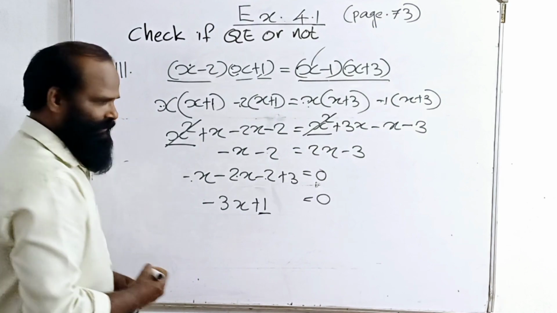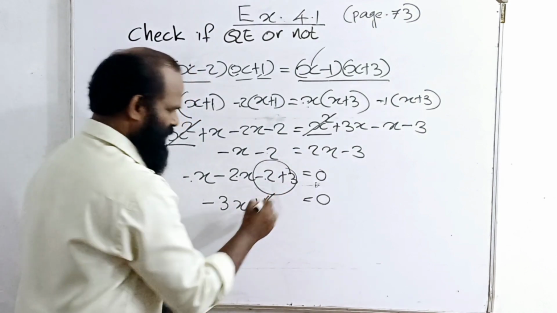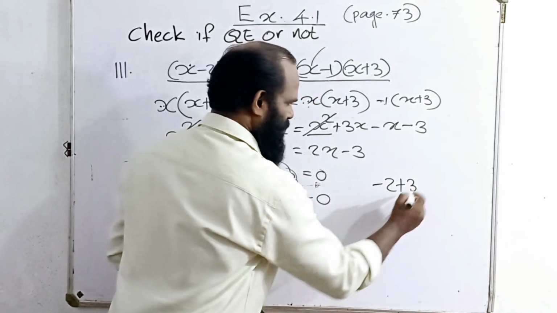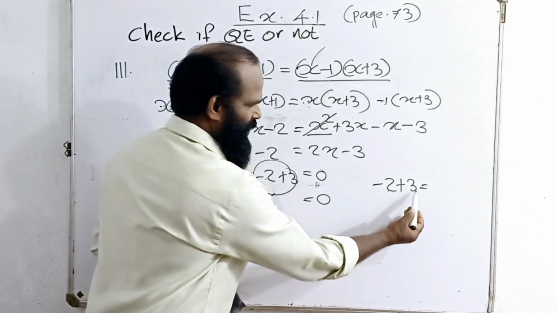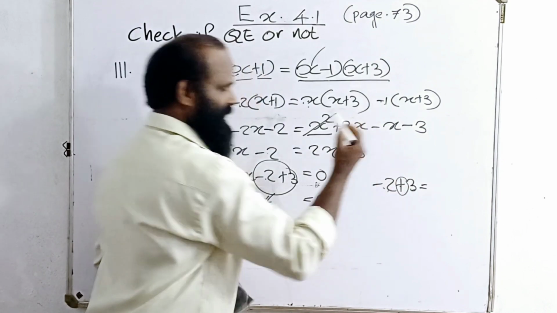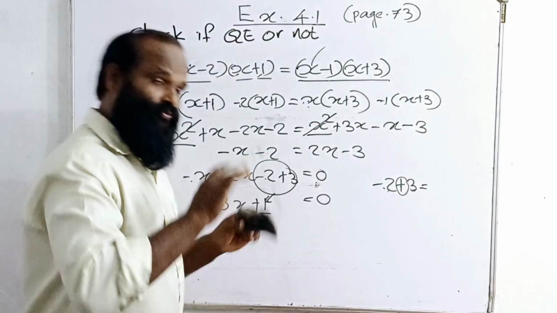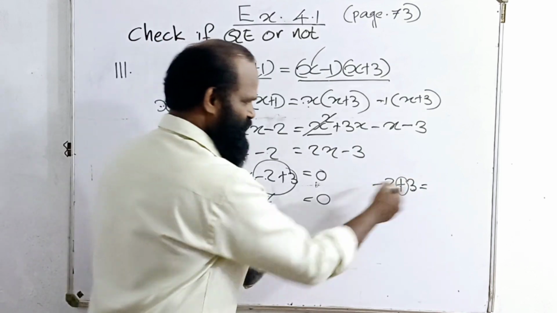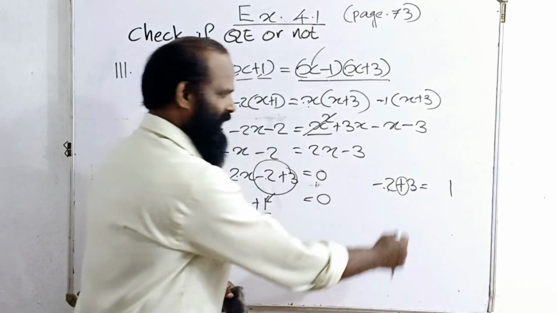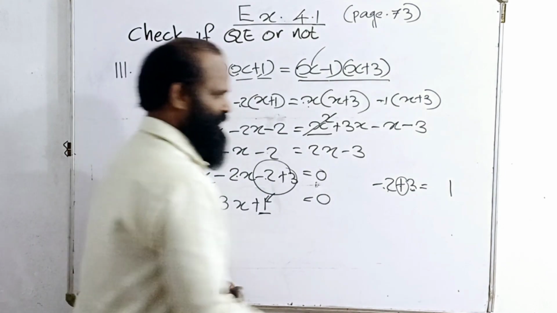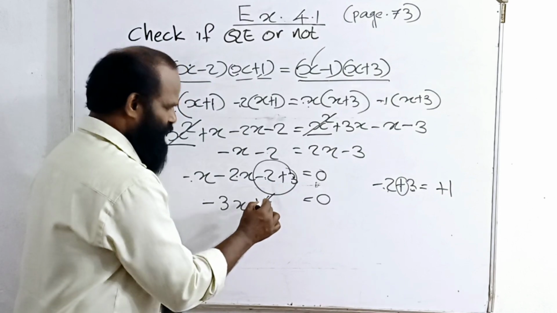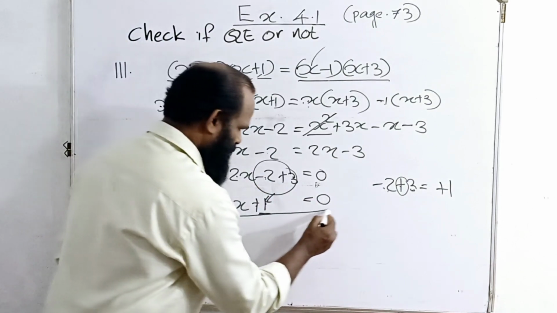Why is this positive 1? See, negative 2 plus 3 means one is a negative number, another is a positive number. Here they are to be added. When a negative number and a positive number are added, find the difference between the numbers. The difference is 1. And then put the sign of the greater number. Greater number is 3. Its sign is positive. That means negative 2 plus 3 is positive 1. This is the final result we get, equal to 0.